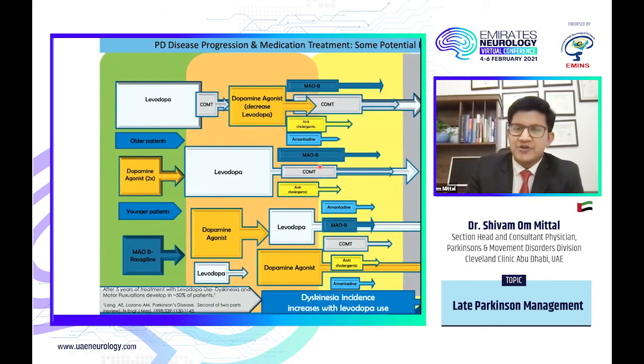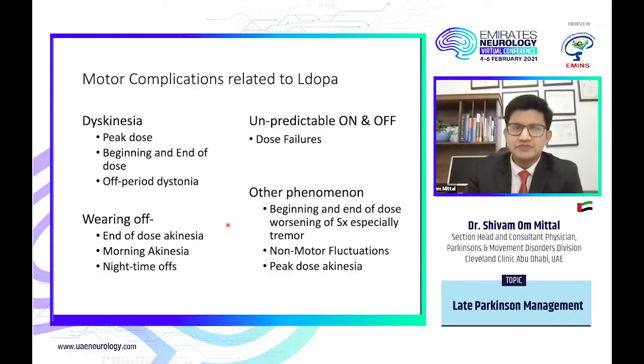So I usually say that when you start the medication, the patient responds very well. And that is a honeymoon phase where the patients are doing excellent. And after 4 or 5 years, or after 7 to 10 years, depending on their progression rate, you see that they start developing complications, fluctuations, and other symptoms. And you have to manage with multiple medications or cut down the medications to have a better quality of life for the patients.